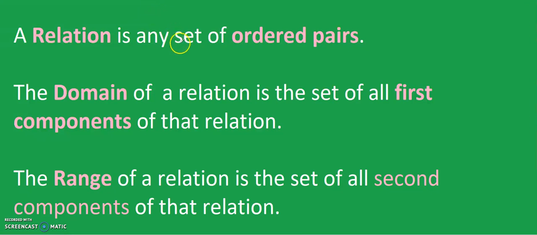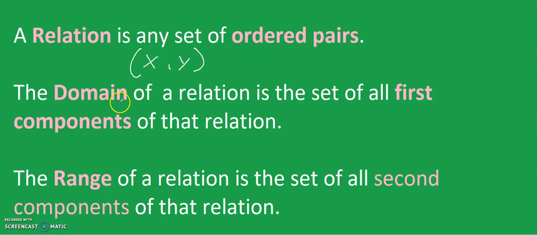Hey everyone, today we're going to be talking about relations and how to find the domain and range of those relations. So a relation is any set of ordered pairs, and now let's remember that ordered pairs look something like this, where I have an input x and it's associated with the value y, which would be my output.